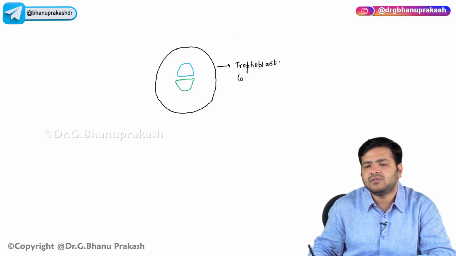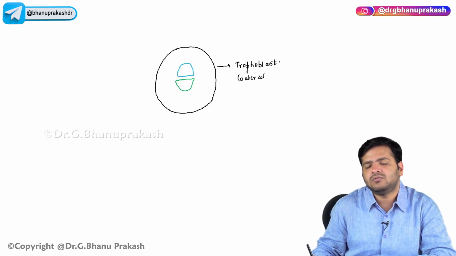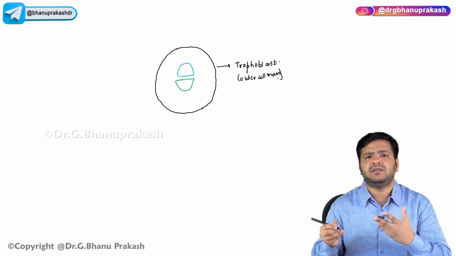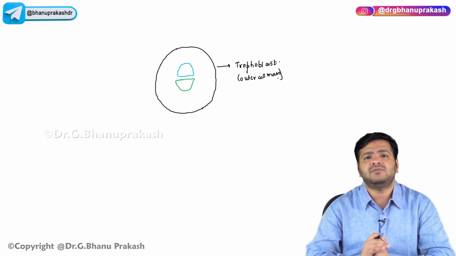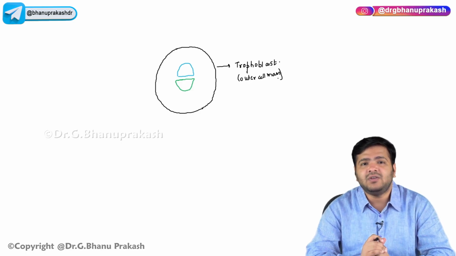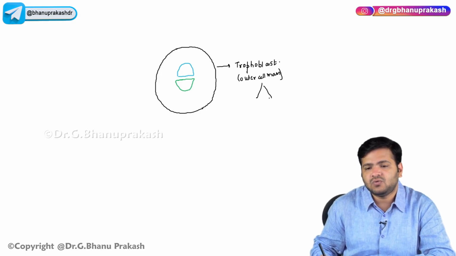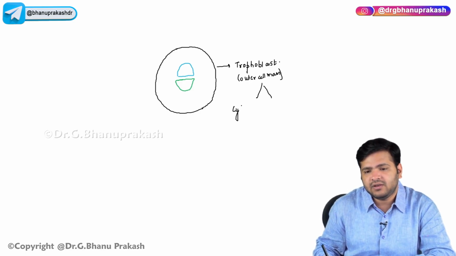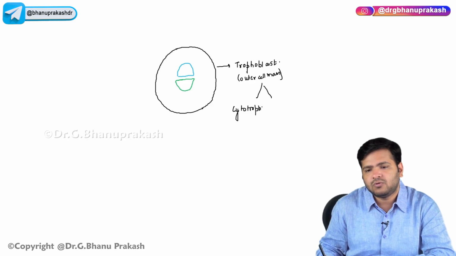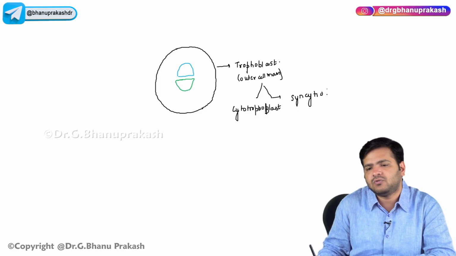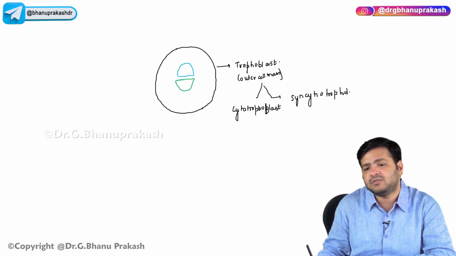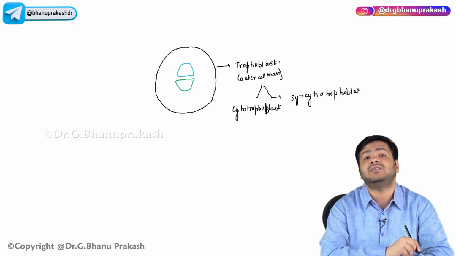Trophoblast is the outer cell mass only, right? After implantation, it is called the trophoblast. Now, this trophoblast will divide into cytotrophoblast and syncytiotrophoblast. It will divide into two cells, that is cytotrophoblast and syncytiotrophoblast. Now, what is the meaning of this? Why is there a need of this division?